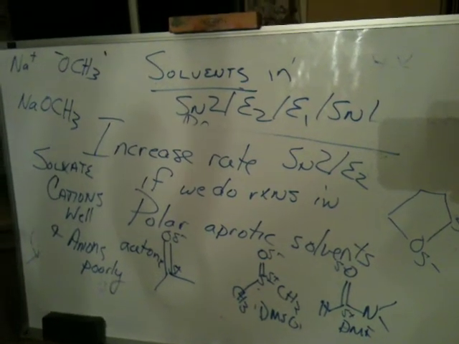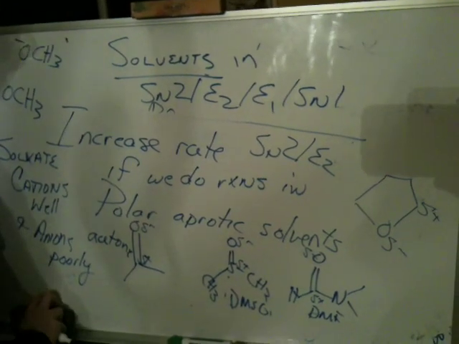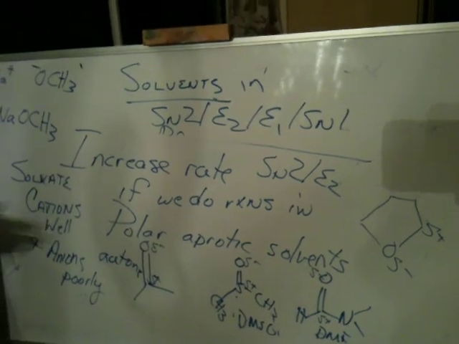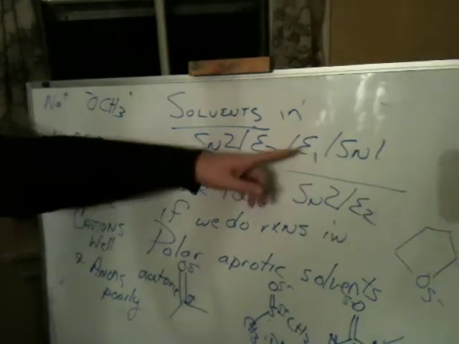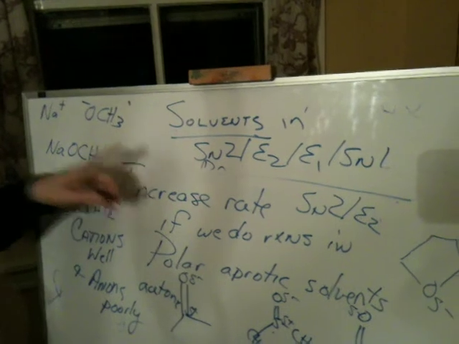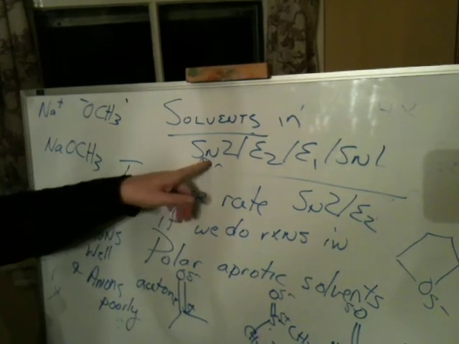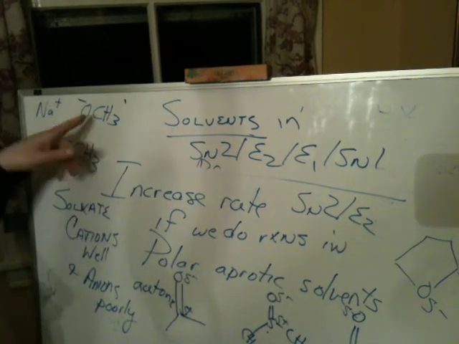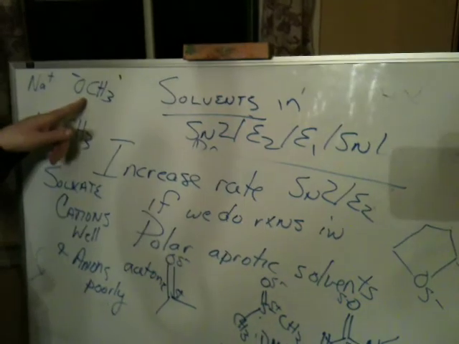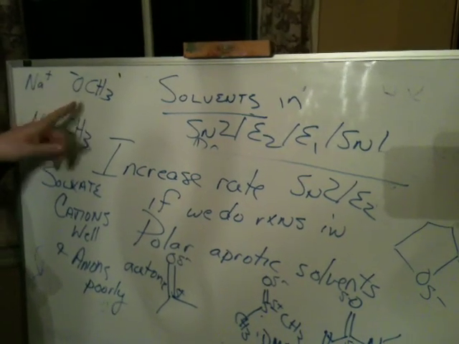Okay, so on the next video, I'll continue with this a little bit in regard to E1 and SN1. But I want you to think about the fact that to get SN2 and E2 to react fast, we need the strong base to be available, and to be available, it shouldn't be solvated well, and it's going to work better in this kind of solvent. Thanks.